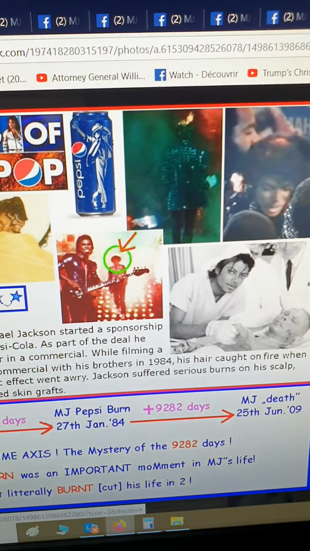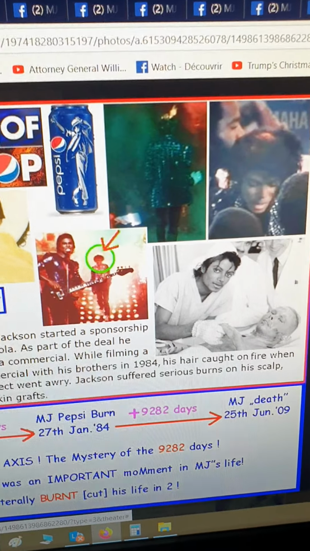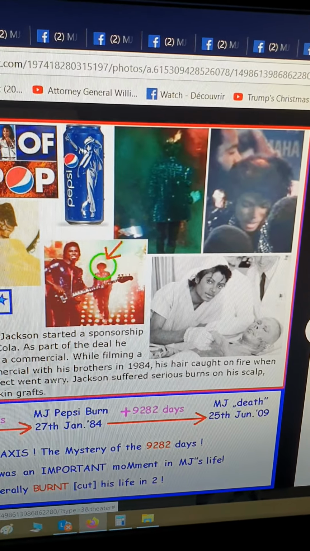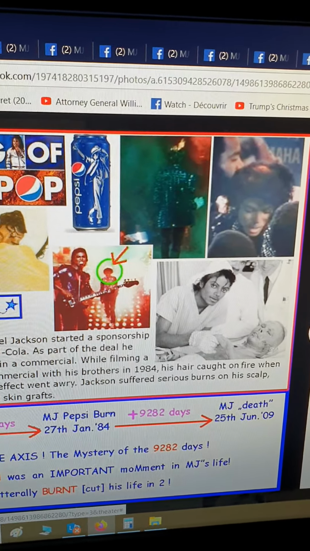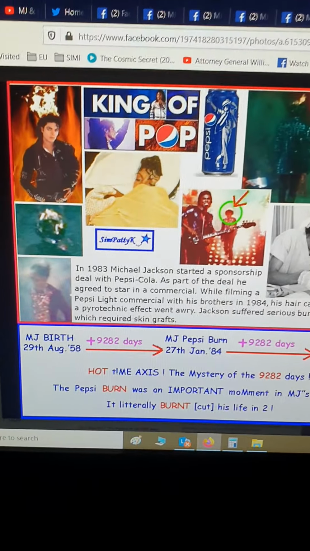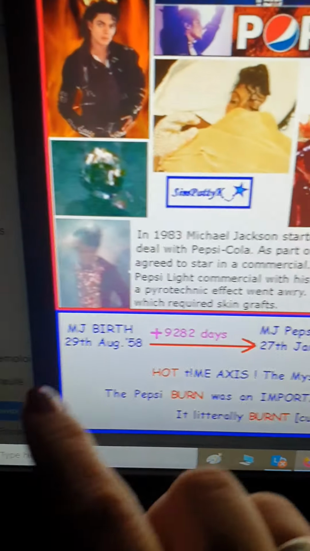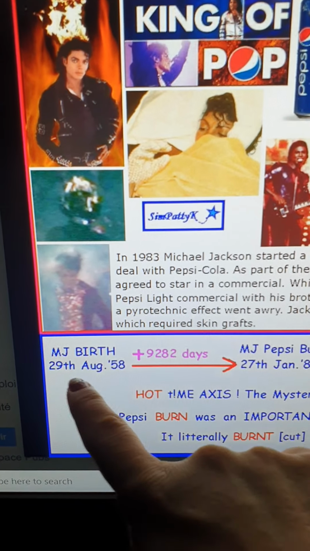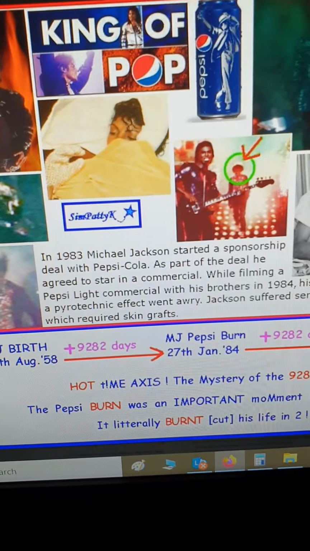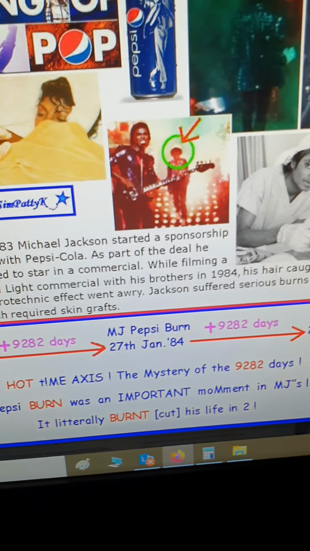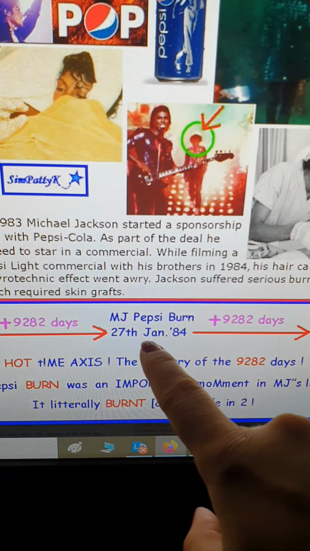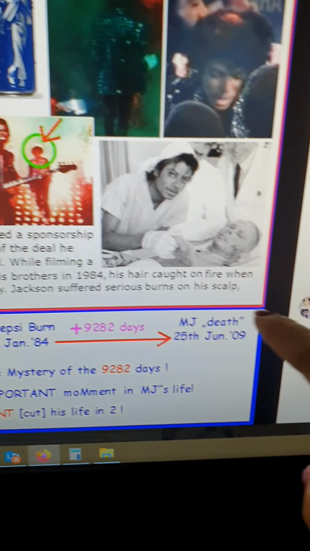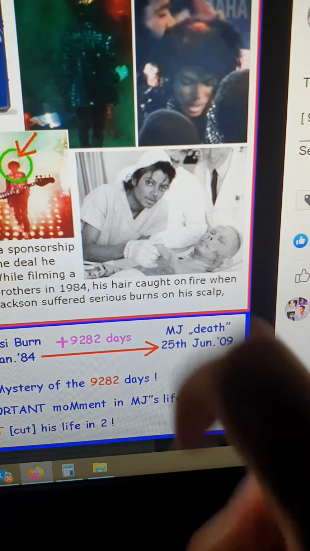And the actual footage of what happened was released only after 2009, so after his death. Isn't that weird? It's like a clue that was kept hidden in time and released after 2009 for us to discover. So this is a time axis that I made. Michael was born on August 29, 1958. On January 27, 1984, we have the Pepsi burn accident. On June 25, 2009, Michael dies.